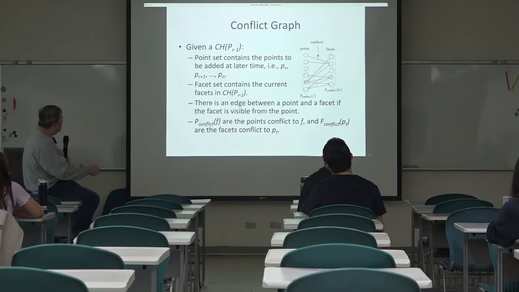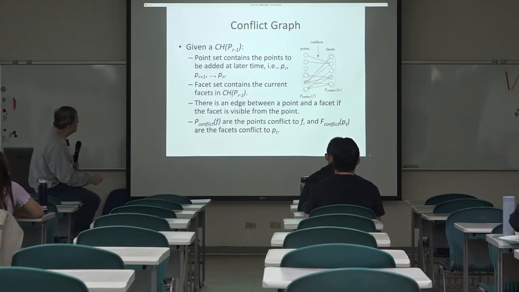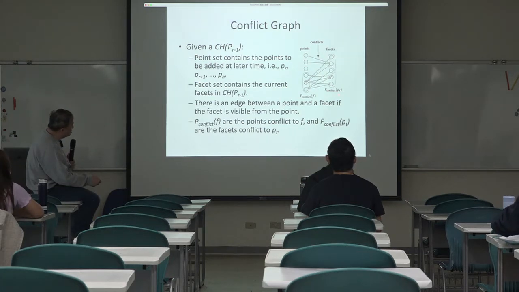Okay, so we have some edges between these 2 sets. That is, when a point is able to see certain facets, we have an edge between them. For example, given a particular point, say this is Pt, all the facets it can see, which include these 4 facets, we call that the F conflict of Pt.